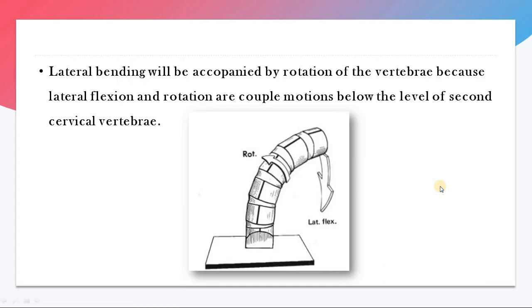So this lateral bending will be accompanied by the rotation of the vertebra, because lateral flexion and rotation are coupled motions below the level of the second cervical vertebra. So, for those who don't know about coupled motion, I will explain briefly.